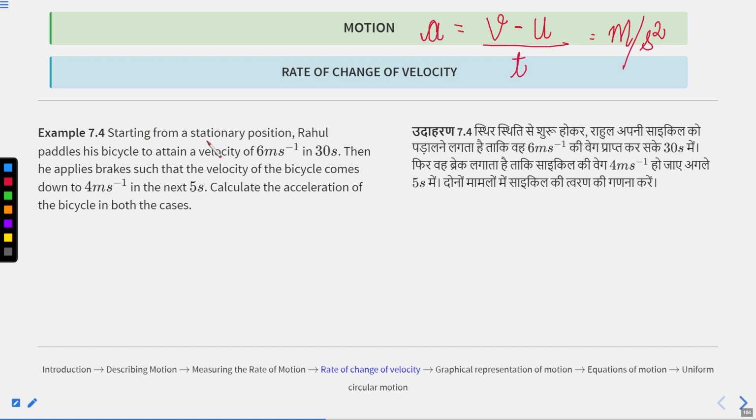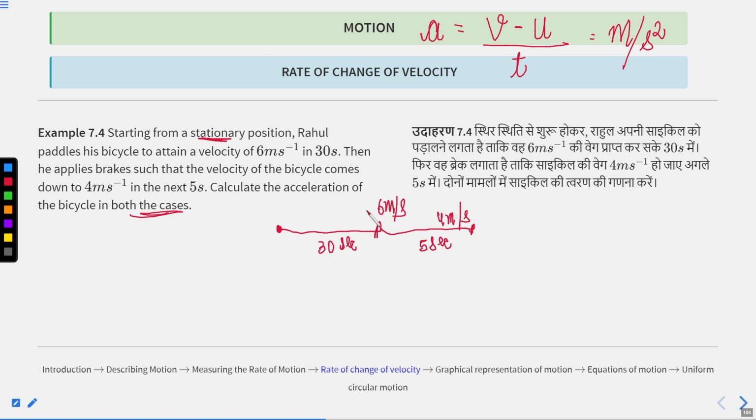Starting from a stationary position, Rahul pedals. First the object was stopped. Stationary means at rest. Rahul pedaled his bicycle to attain a velocity of 6 meter per second in 30 seconds. Then he applies the brake such that the velocity of the bike becomes 4 meter per second in the next 5 seconds. Calculate the acceleration of the bike in both the cases.